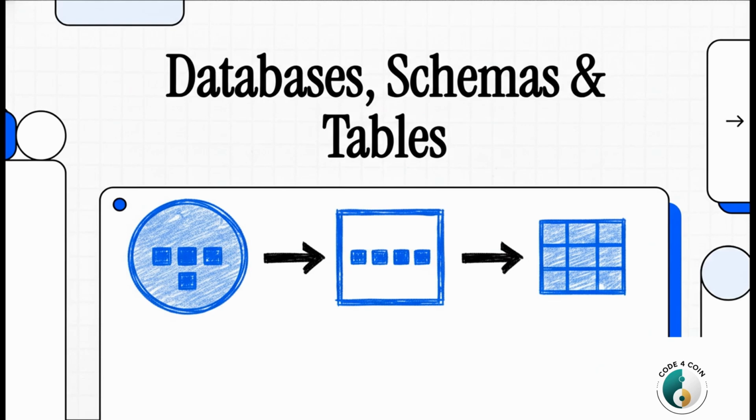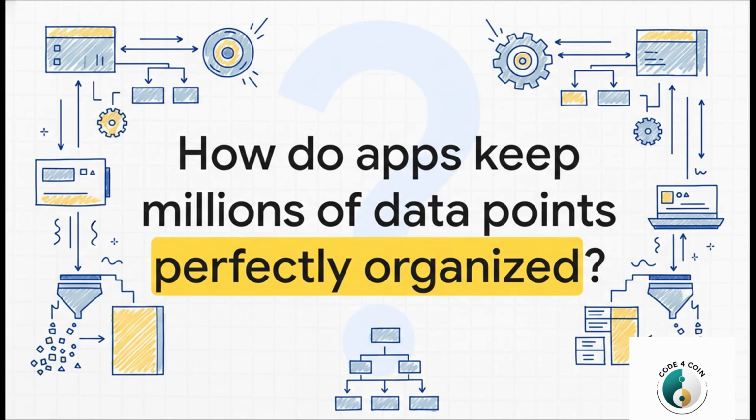Let's get to it. So just think about it for a second. How does a massive application, one with millions of users and just tons of data points, avoid becoming a complete and utter digital mess? Well, it's not magic, that's for sure. It's all about having a solid blueprint, a logical structure that brings order to all that potential chaos. And that's exactly what we're here to break down.